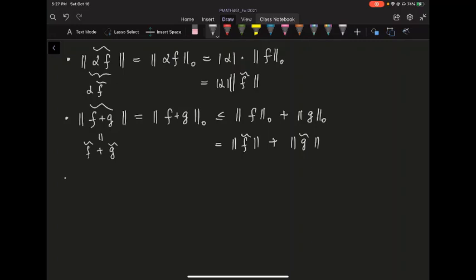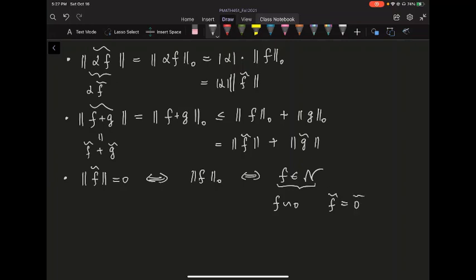And finally, to show it's a norm, we need to show that if it's equal to 0, then the whole thing has to be equal to 0. So if f tilde is equal to 0, that's equivalent to the semi-norm of f being equal to 0, which is equivalent to f being inside the kernel, or inside this linear space N. And because it's in N, it's equivalent to the 0 function. So f is equivalent to 0, so this f tilde is just the 0 tilde, the 0 equivalence class, or the 0 vector. So you always have a normed vector space. This is what we proved.